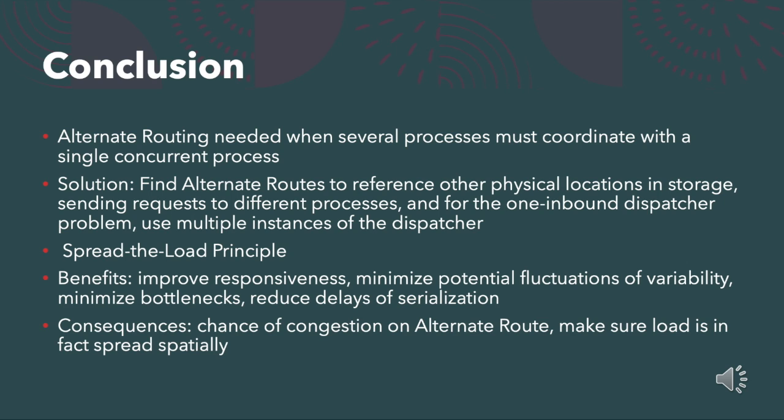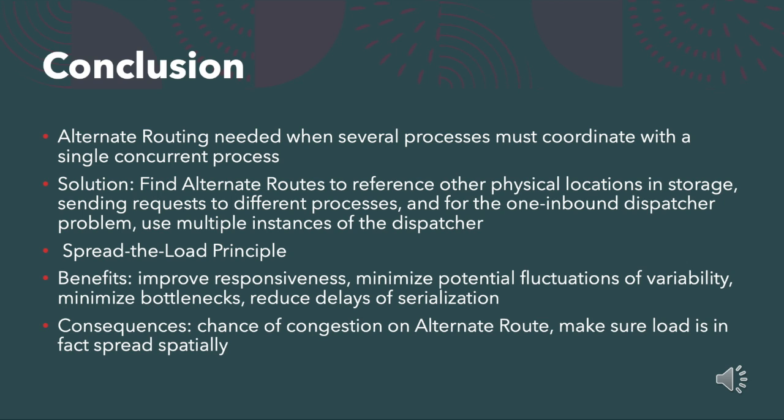For the solution in the database access problem, find alternate routes to reference other physical locations in storage. For the process coordination problems, find alternate routes for sending requests to different processes. For the one inbound dispatch problem, use multiple instances of the dispatcher. The solution should include the spread the load principle. Benefits of using alternate routing are improved responsiveness, minimized potential fluctuations of variability, minimized bottlenecks, and reduced delays of serialization.